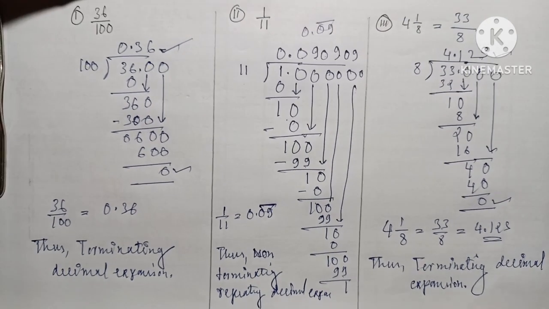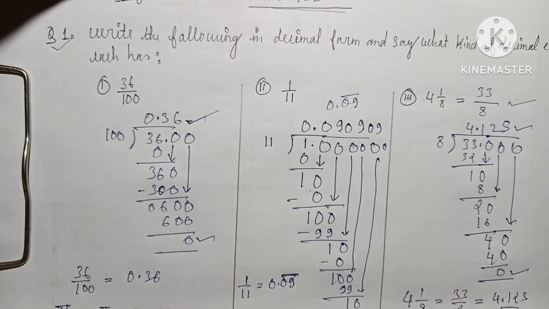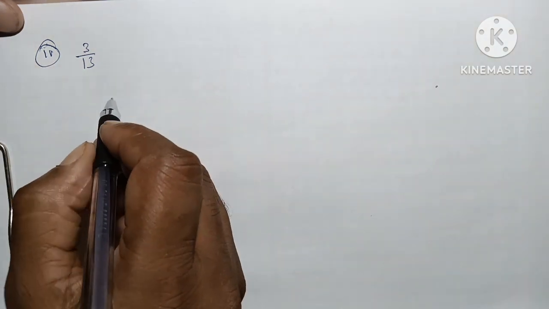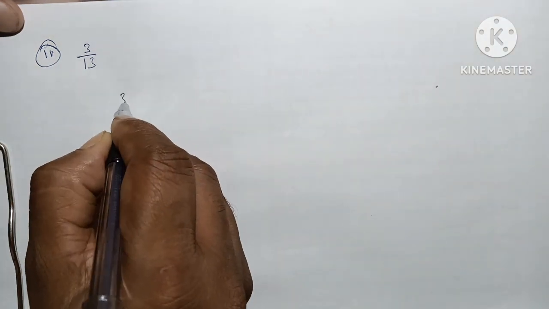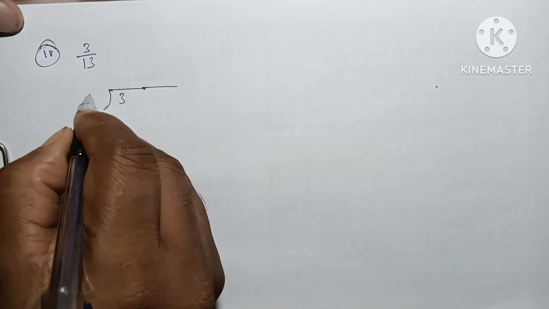In this way, these three questions I have already solved. Then we go for the next page. Let's see our next question. 3 by 13. This one we have to divide by 13.